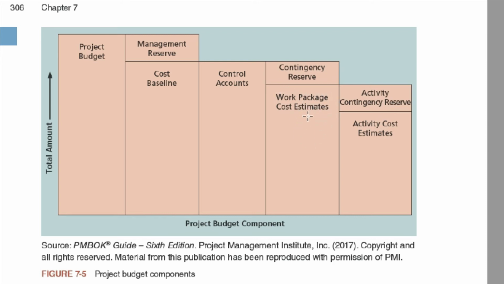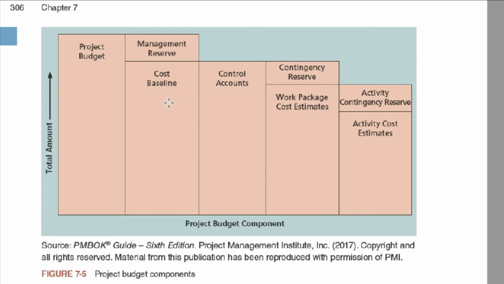Now we're not done there yet. We can also add more contingency reserve, and with that, again, more risks and more unknowns, and these two together will give us what is known as the cost baseline. I'm going to skip control accounts, but this is what's called the cost baseline, which is contingency reserve plus work package estimates, and the work package estimates is the activity contingency reserve plus the estimated activity costs. So all these things add up to what is called the cost baseline.